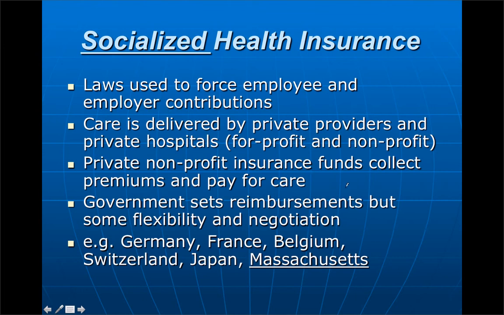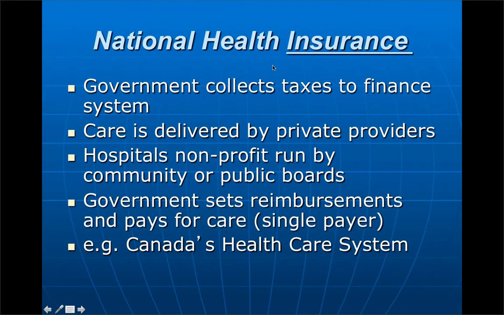So, I think I jumped a slide. How does that compare to national health insurance? In this system, the government collects taxes to finance. Where's the money come from? It comes from taxes. The care is delivered by private providers. The hospitals are not-for-profit, but they're run by community or public boards. So therefore, the providers don't work for the government, and the facilities are not government-run facilities. But the government sets the reimbursement rates, and they pay for all the care, so it's a single-payer system. And examples of this are Canada's healthcare system.